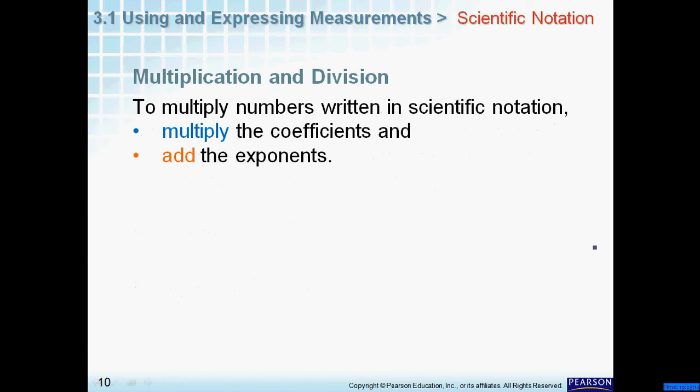All right, so our next major topic, this would be a great place to skip a line in your notes. Our next major topic is using multiplication and division with scientific notation. When we multiply scientific notation, we have to multiply the coefficients and add the exponents. So let's take a look at a problem that would do that.